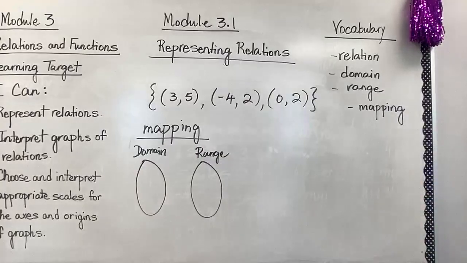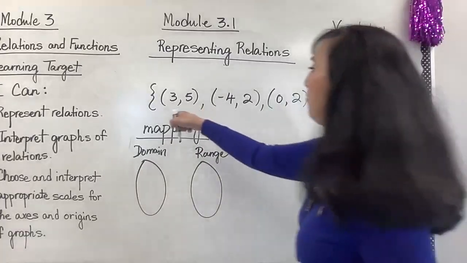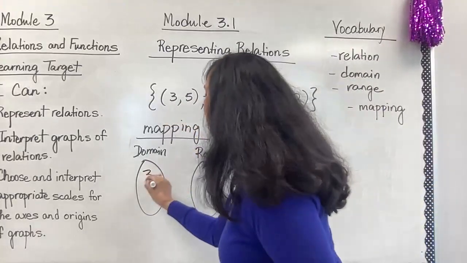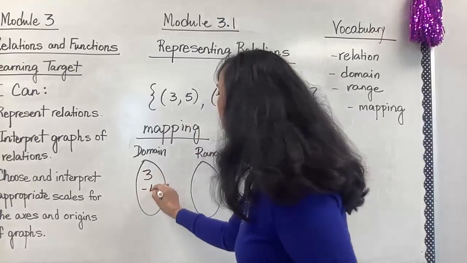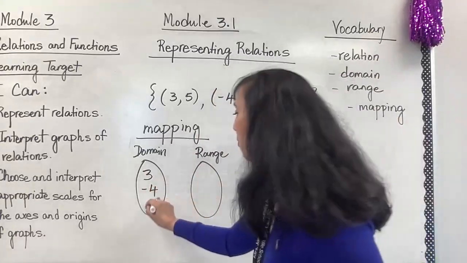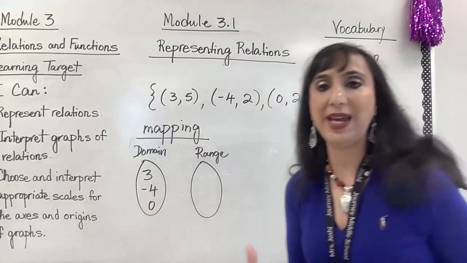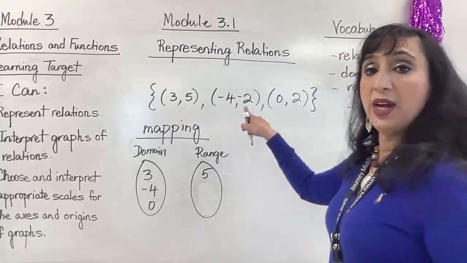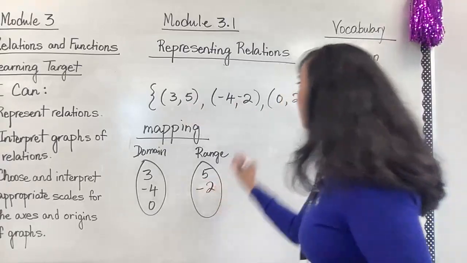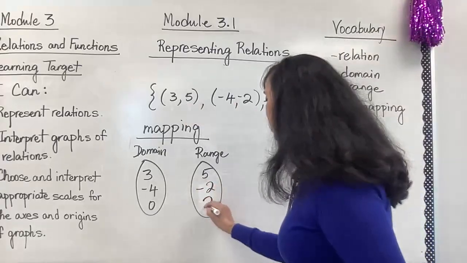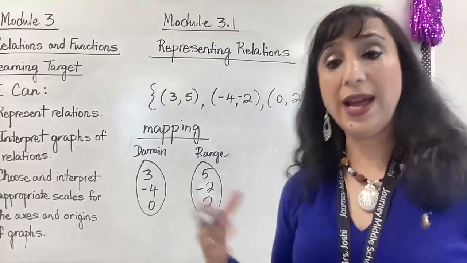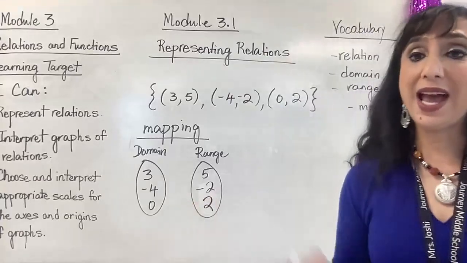What are the numbers I have for the first one, for the x? I have 3, -4, and 0. These are all my domain, and the range is the y: 5, -2, and 2. So range is the y coordinate. Domain is the x coordinate.